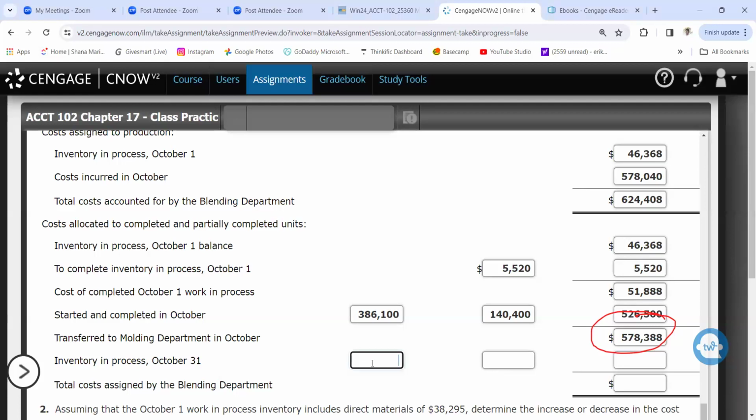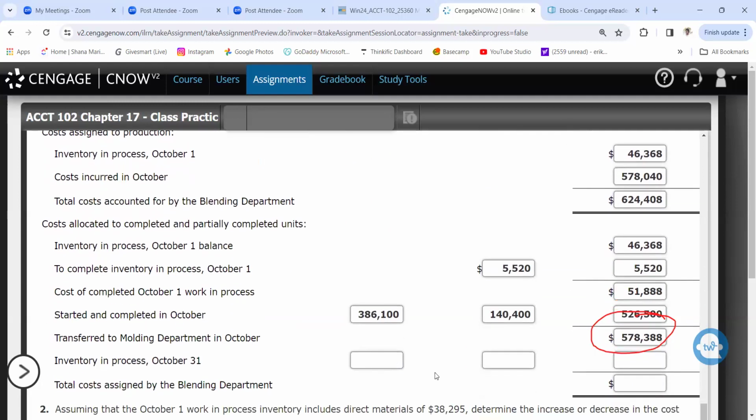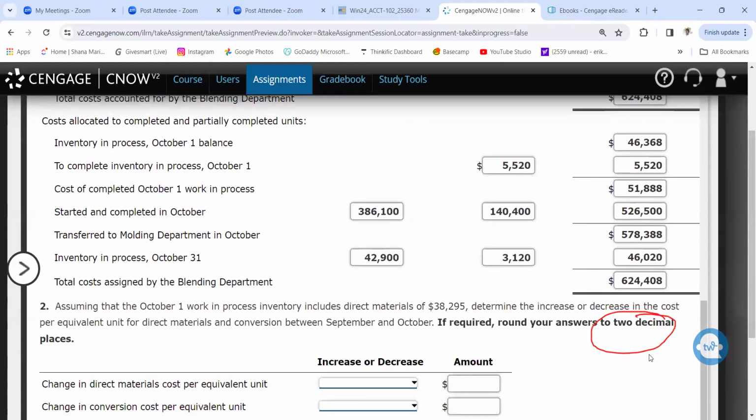Last component, ending: 26 times 16.50 for DM, 520 plus 6 times 6 for conversion. And let's see what we got. Here we get 42,900. Here we get 3,120. The total of these two, 46,020. This plus this equals 624,408. And this equals this. And so we've accounted for all of our costs.